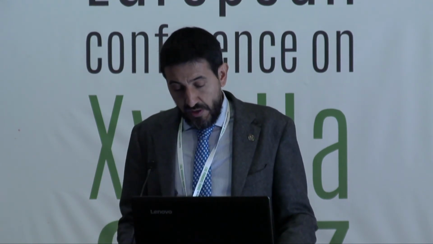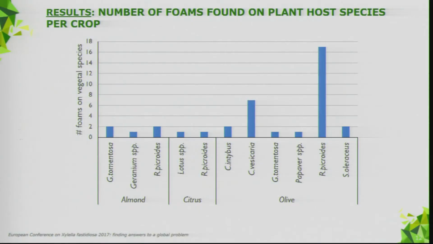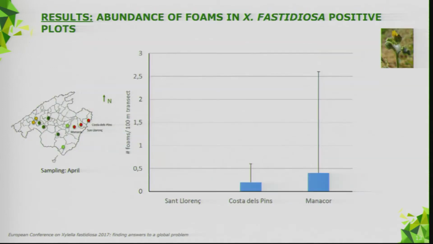So if you see here now, we separate the same species but by crops, and as I was mentioning before, the olive crop was the one that held a higher number of foams, and particularly this species again, Reichardia picroides, is the plant species where we detected the highest number of foams.